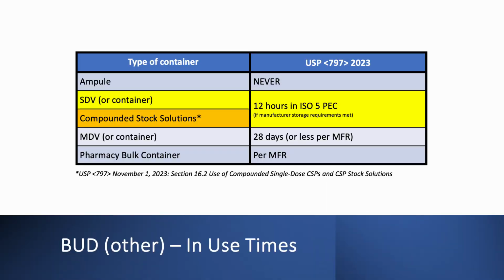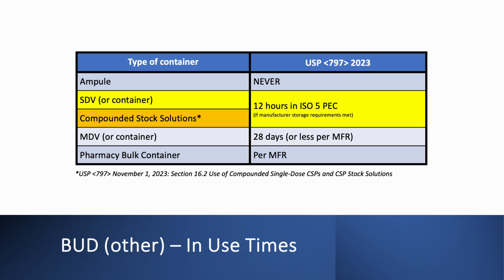Now we'll talk about some more beyond use dating, but we could refer to these as in-use times. And although USP 797 does not use the term in-use times, we could, for all intents and purposes for this discussion, think of it as an in-use time. However, in the real situation and application, we would still apply the term beyond use date to these situations.